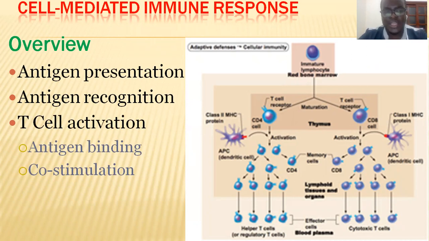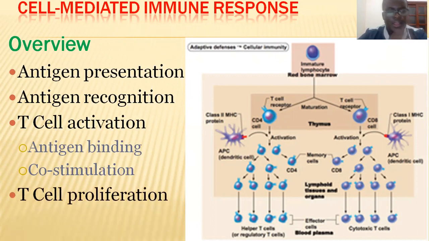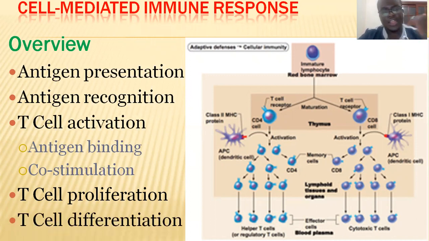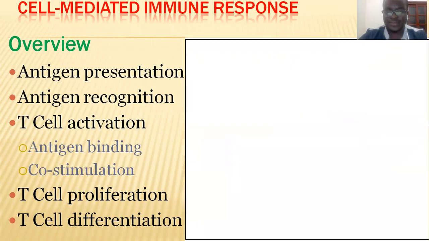antigen binding. There's also co-stimulation. Co-stimulation is because you have two receptors. So you can have major histocompatibility complex and the cluster of differentiation that will result in co-stimulation of cytotoxic T cells or T helper cells. Then you have T cell proliferation after activation, of course, because this cell will be activated, so it will start proliferating so that you produce more T cells to combat the infection. Then the T cell differentiation.